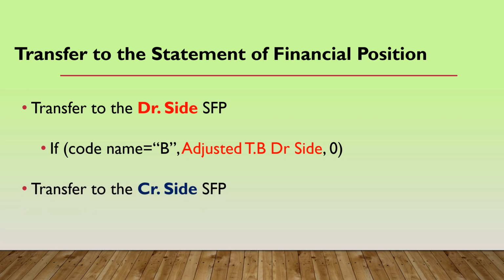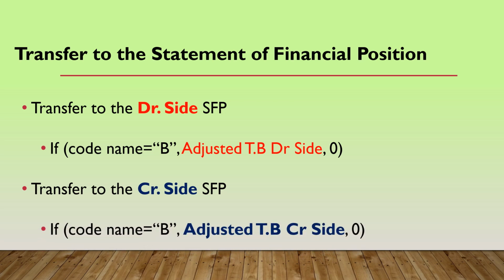To transfer the credit side figures in the SFP, we have to take the code name which is relating to B, and then we have to take only the figures relating to the adjusted trial balance credit side. If not, we have to put 0.